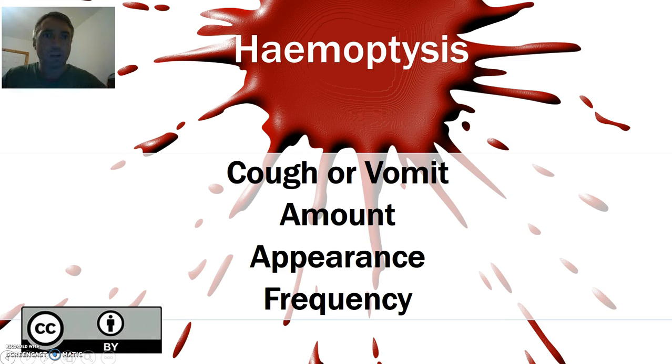Sometimes a worrying sign is hemoptysis. So are they coughing blood? First of all, you need to differentiate, are they coughing blood or are they vomiting blood? If the answer is yes, they are coughing blood, you should try to figure out what amount of blood they're coughing, what does it look like, and what's the frequency and time scale of this coughing of blood. Again, this is vital information to pass over to a hospital.